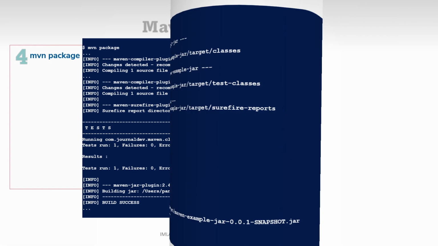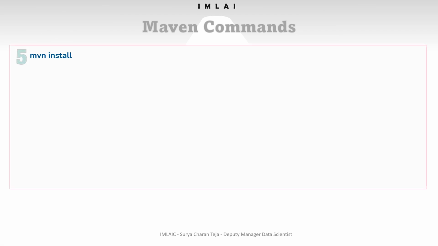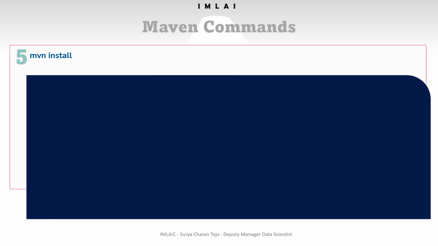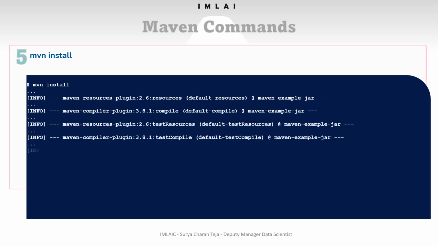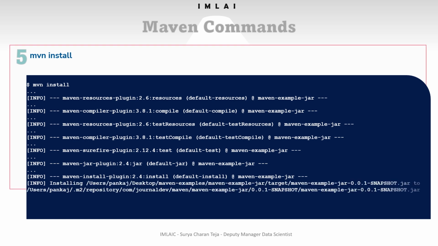Then we have mvn install. This command builds the Maven project and installs the project files, jar, maybe war or pom.xml, etc., to the local repository. The output looks like this by and large. It will install the package into the local repository.